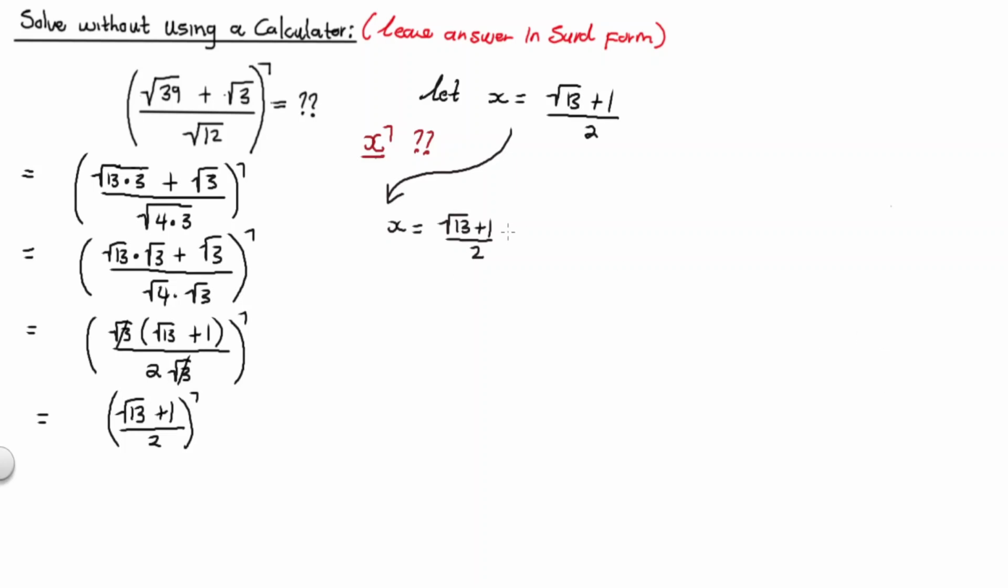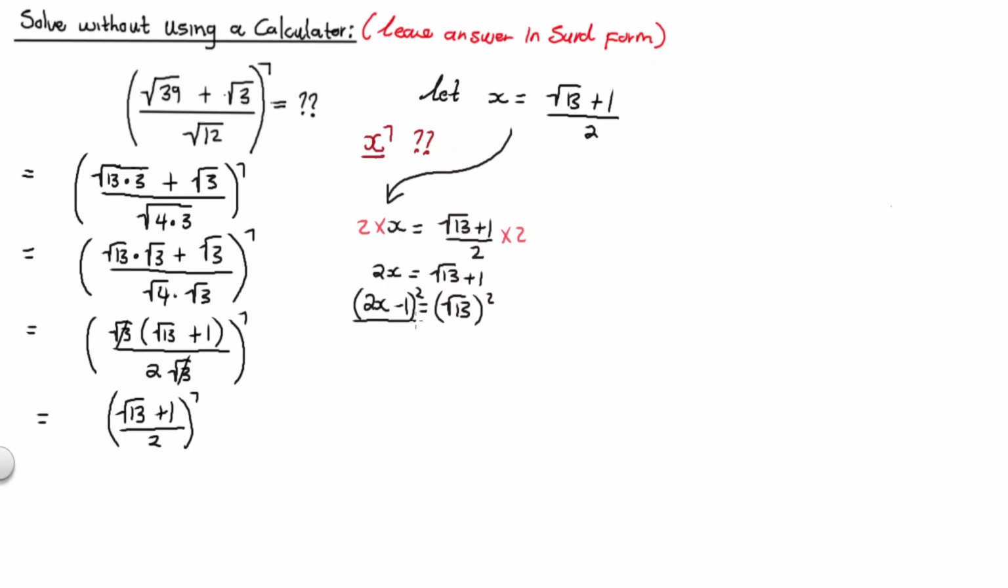How? I'm going to start off by multiplying both sides by 2, the LCM. So you're going to get 2x equal to square root 13 plus 1. Then you transpose that 1 over to the left hand side. You're going to get 2x minus 1 equal to the square root of 13. Okay, just bear with me. We continue. We square both sides.